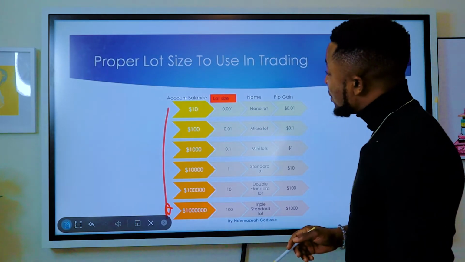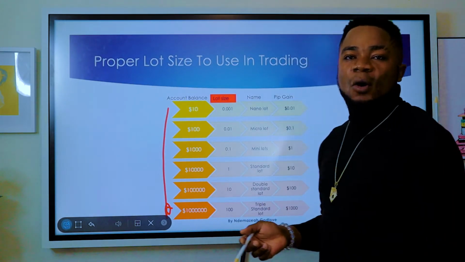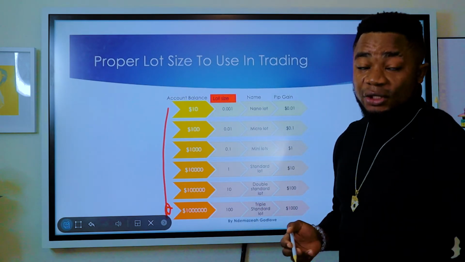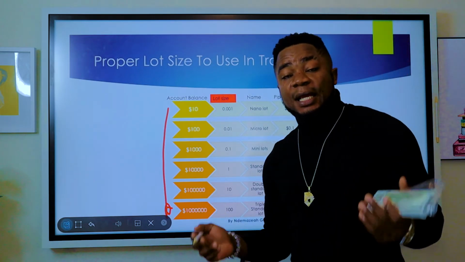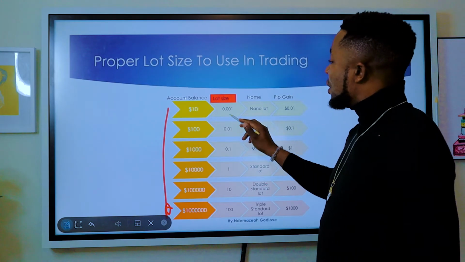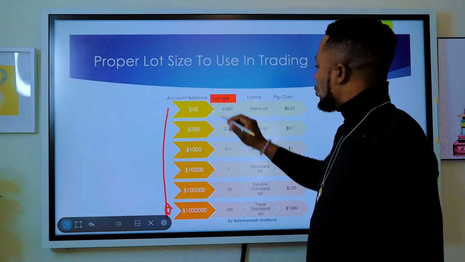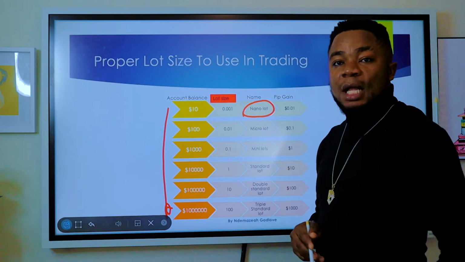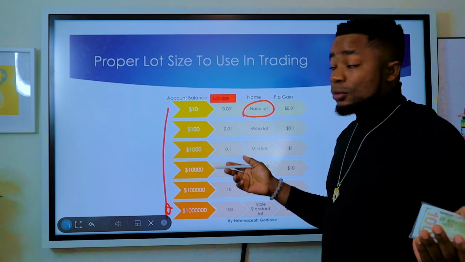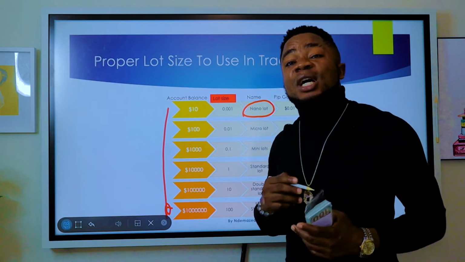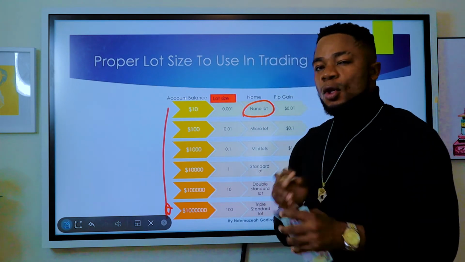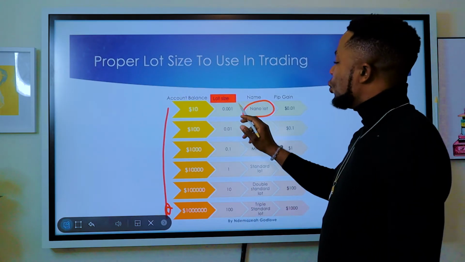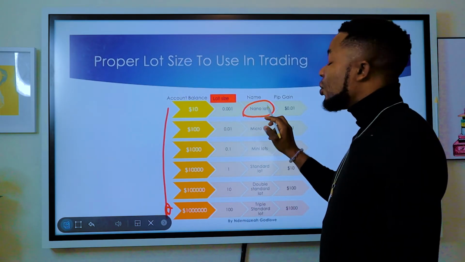So if you're having something like a $10 account, there are some brokers that will allow you to even deposit $10 in your trading account. So if you're having something like a $10 account, what you do is you use the nano. All right. You use the nano lot size. That's the highest you can go. So if you are having a $10 account, no matter the leverage your broker is giving you, the highest you should use should be the nano lot size.